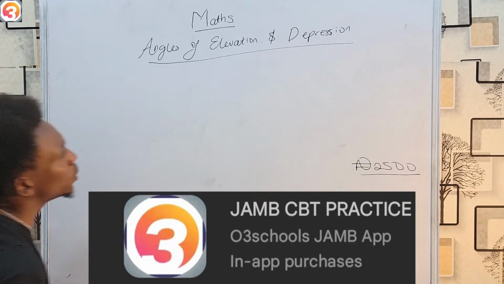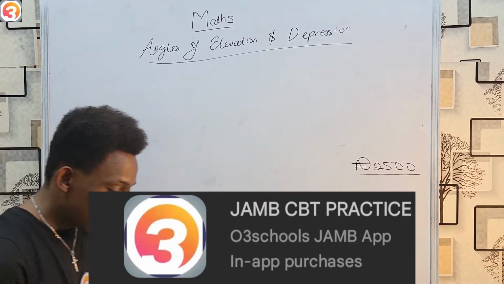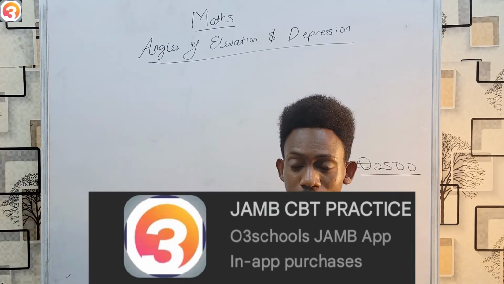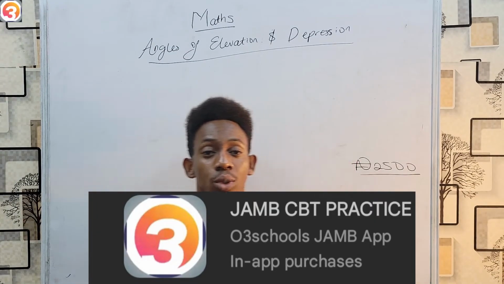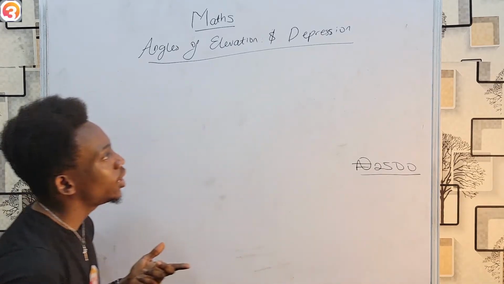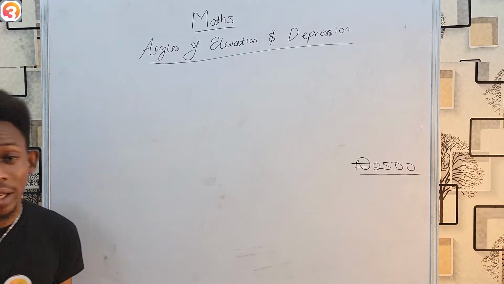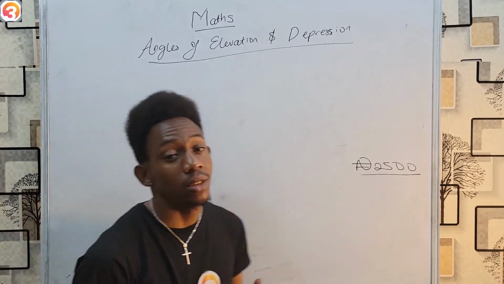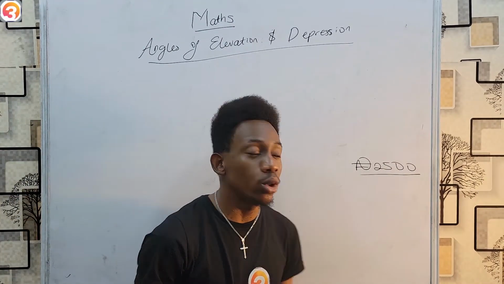So let's go on with this topic, shall we? Now, what does it mean to elevate? Well, in simple English, elevation has to do with raising upwards, right? And in this case, depression here doesn't refer to the psychological state. Depression here has to do with the reverse, looking downwards.